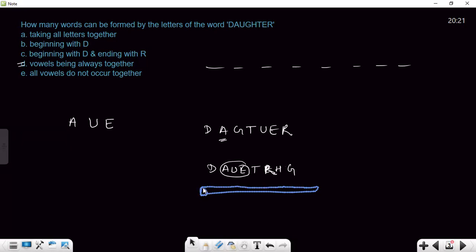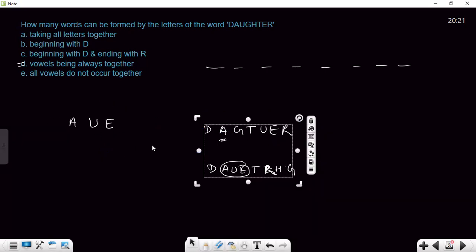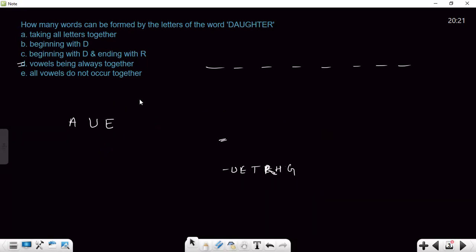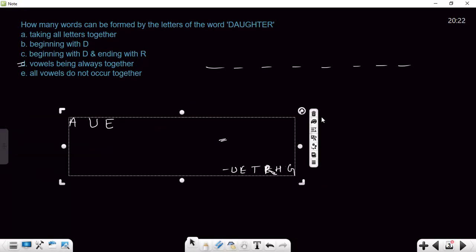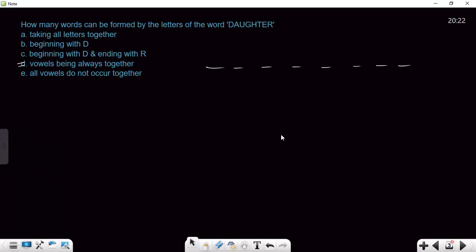Is that clear, what our aim is in the question? Okay, let me repeat then. We are required to make all the words using the letters of this word, daughter.